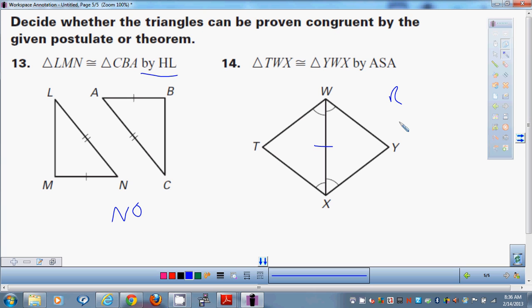And technically, it's just a yes or no question, but if this was to be solved, you would need to state the reflexive property of congruence first. Very good. That was a potentially tricky one.